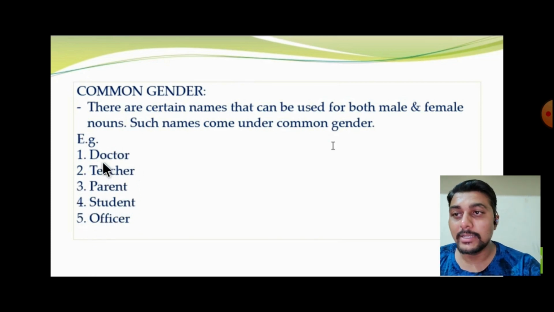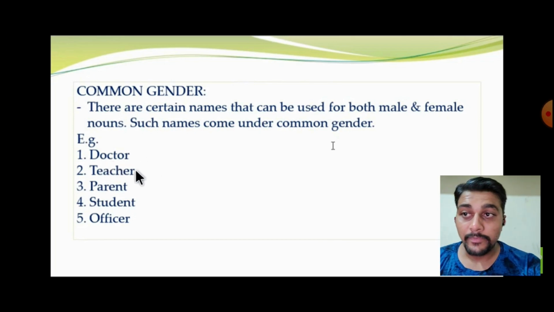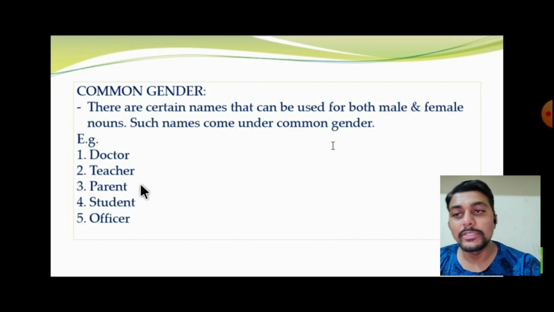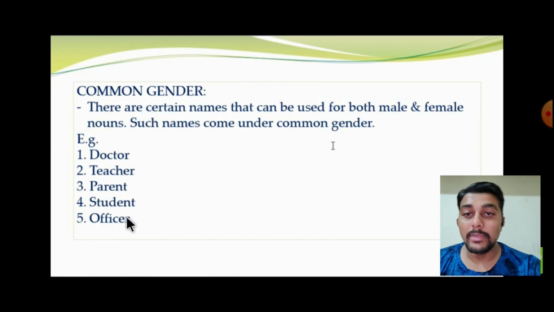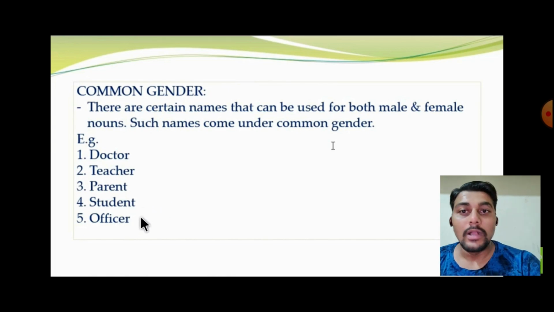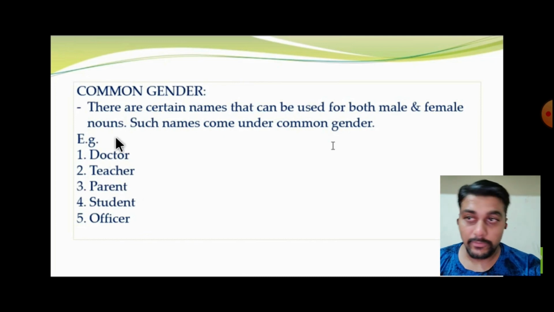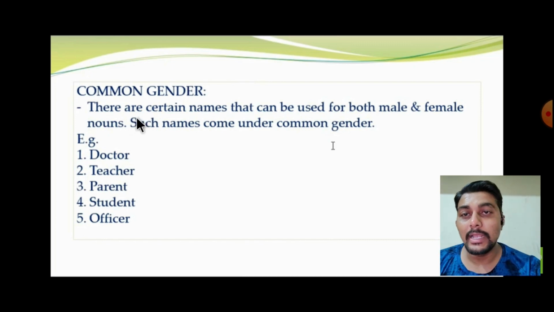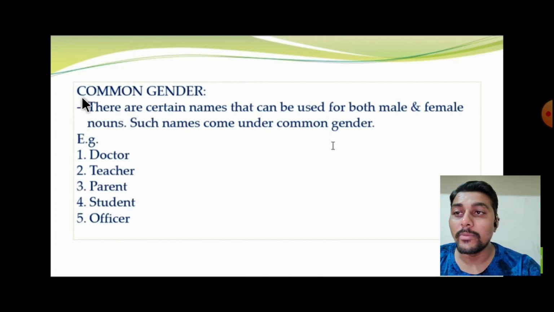The doctor may be male or female, teacher may be male or female, parent may be the mother or father, student may be a boy or a girl, or officer may be a male or female. Understood? This is another important kind of gender, that is common gender. The nouns or names used for both male and female come in the category of common gender.